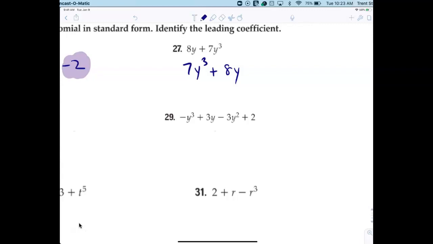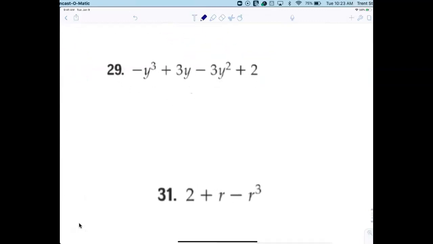All right? Go. 29. Which ones are like terms? Okay, so it'd be negative y cubed. Good. And then minus 3y squared. Good. Plus 3y. Plus 2. Yeah, guys, I can't make it easier. That's just simple. That's too easy.